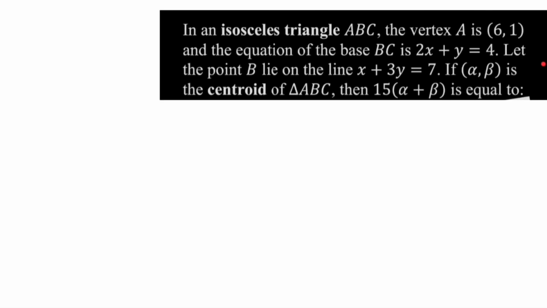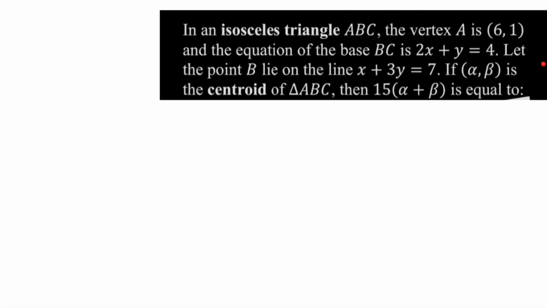In this video, we will be solving a challenging question from the chapter Straight Lines involving coordinate geometry and properties of triangles. The question is: in an isosceles triangle ABC, the vertex A is (6, 1) and the equation of the base BC is 2x + y = 4. Let the point B lie on the line x + cy = 7. If (alpha, beta) is the centroid of triangle ABC, then find 15 times (alpha + beta) is equal to.